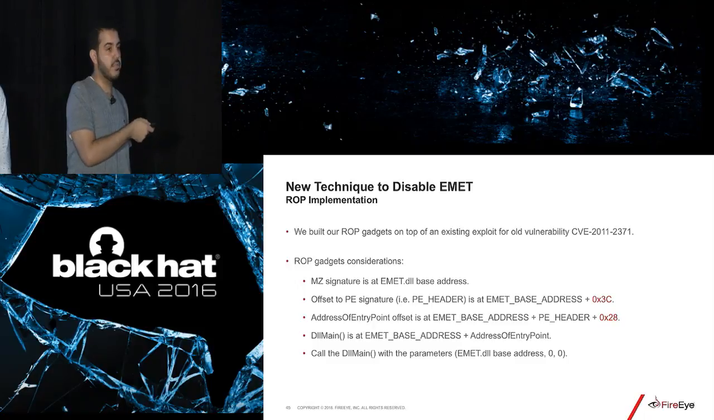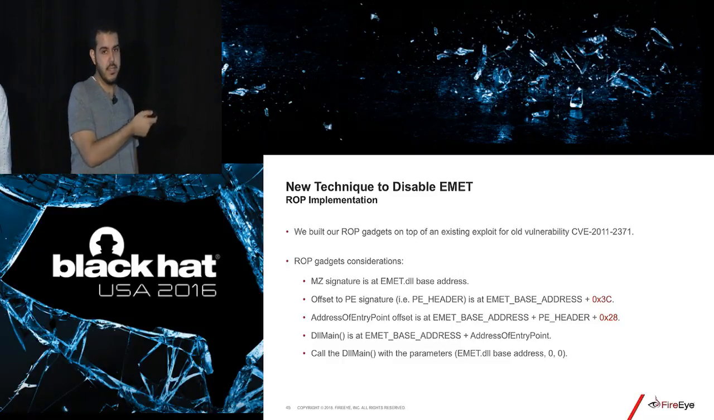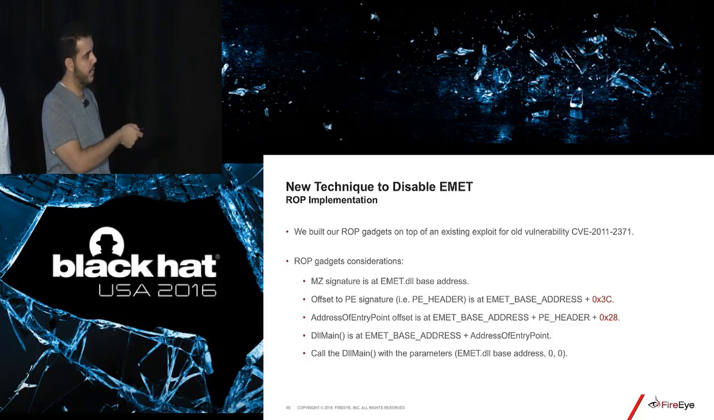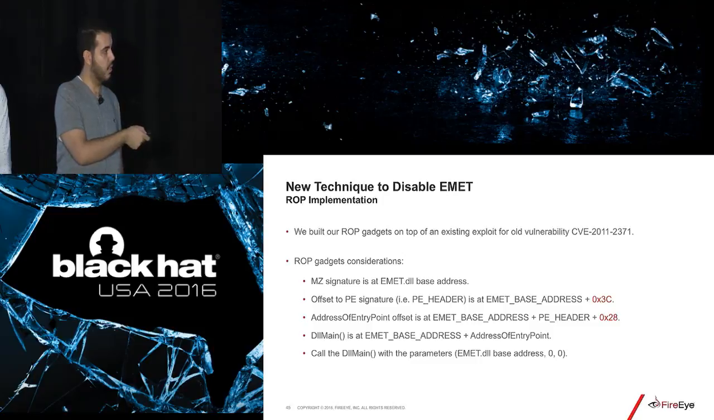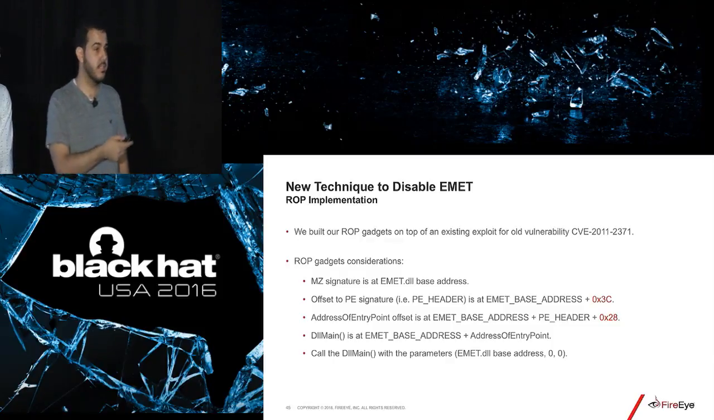There are some considerations we had while building our ROP gadgets. We know that we can retrieve the EMET base address using GetModuleHandle. The MZ signature, or header, is located at the base address, and from there, with a certain offset, we can locate the PE header or signature. All of this is just to get the offset of the address of entry point, which gets added to the base address, and then we call DllMain with the right parameters. This will result in calling the unloading code.